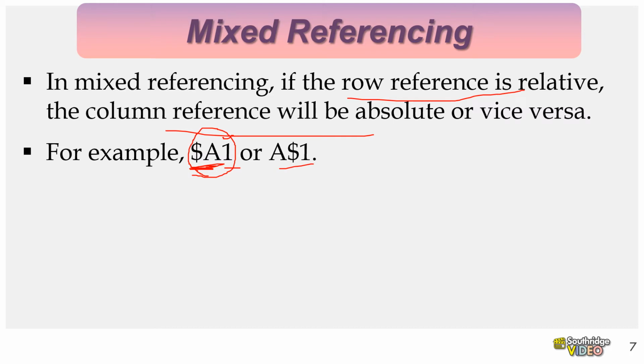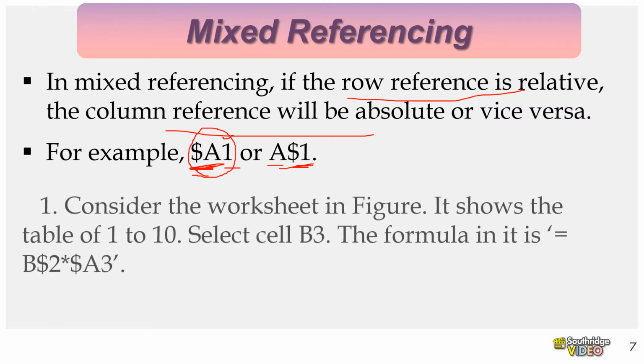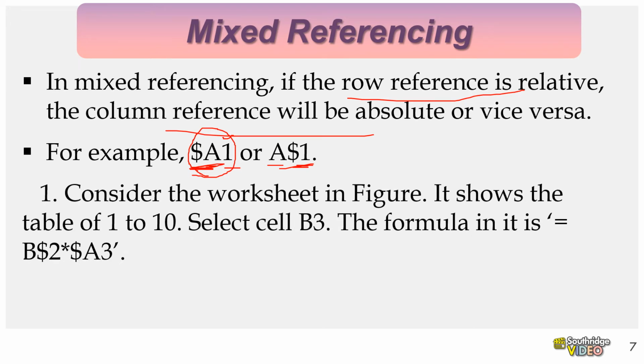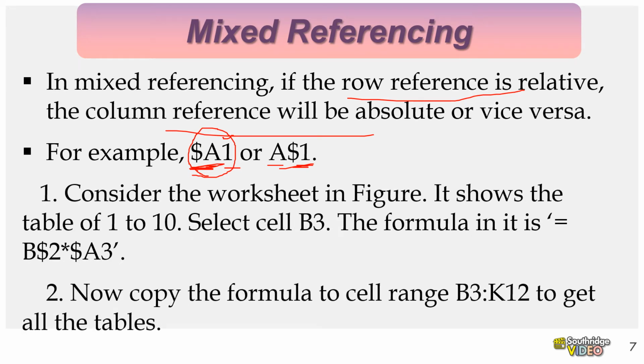See here in this case, A is relative and row 1 is absolute. For example, if you want to calculate the table values from 1 to 10, here I will explain with an example. For table 1 to 10, you can use this type of mixed referencing. It will be very easy for you. Simply click and drag it. You will get the tables automatically. If you want to copy the formula, it will copy, and according to that, it will change the reference values.